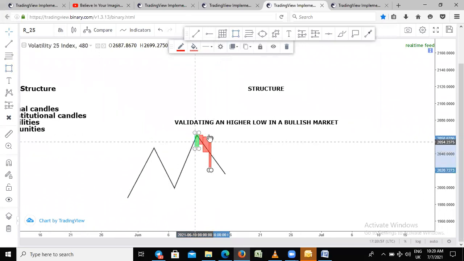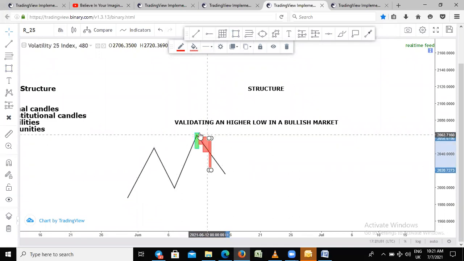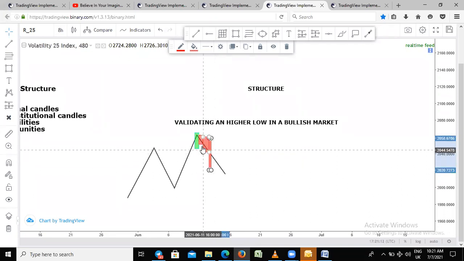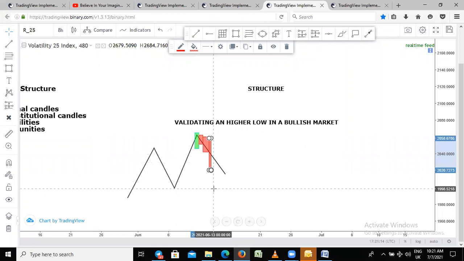Do you understand what I'm saying? The first confirmation is that you want to see two bearish candles. As far as you can see two bearish candles close below the bullish candle before the retracement, that is the first confirmation that will validate this higher low. Do you understand? Good. And then the second thing you want to notice is that we cannot see a higher high created in one candle.